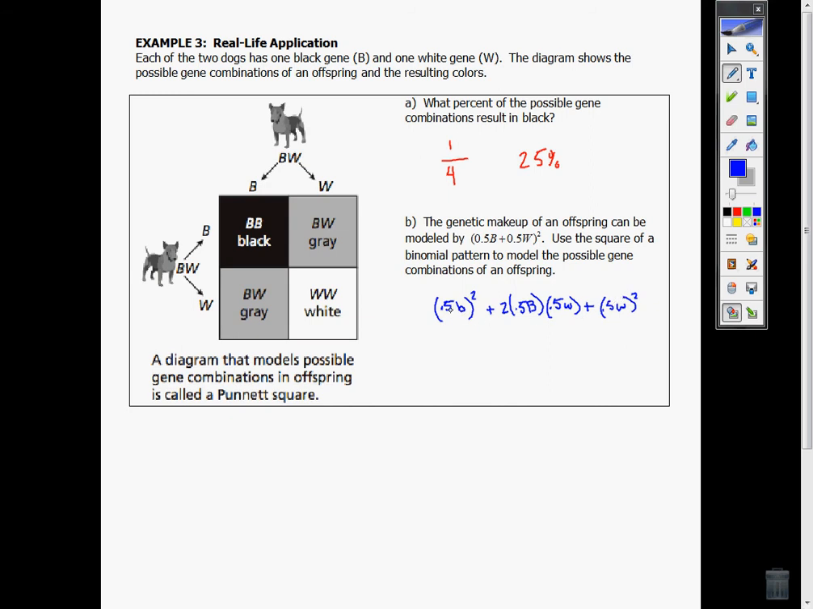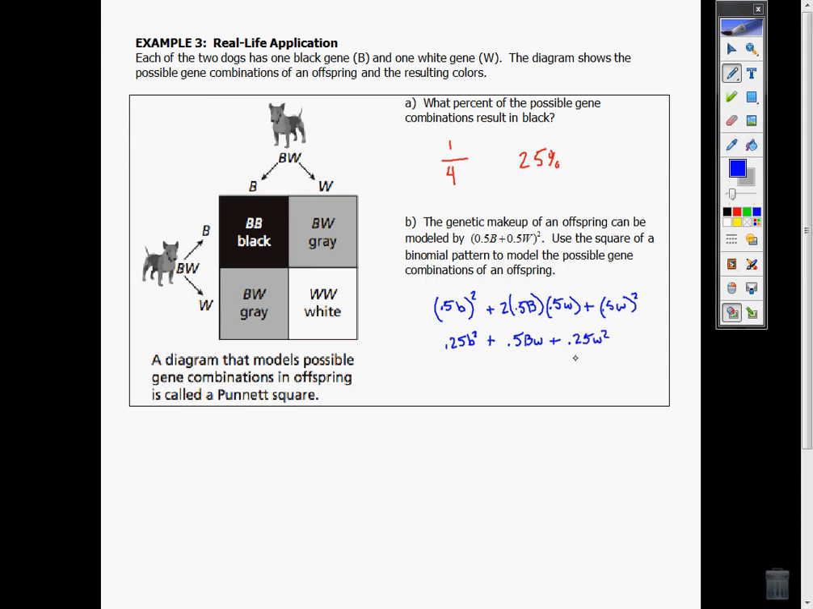Right here, all I have to do is square both terms, right? Because I have multiplication on the inside. I apply the exponent to both. So 0.5 squared gets me 0.25. And then the b gets squared. Plus, what's 2 times 1/2 times 1/2? Well, 2 times 1/2 is 1. Times 1/2 again becomes 1/2. So that's 0.5. The b times the w, we can't do that. We don't know it. bw. And then lastly, I have 0.5 squared again.